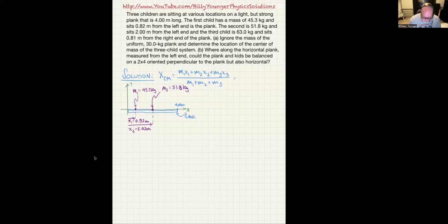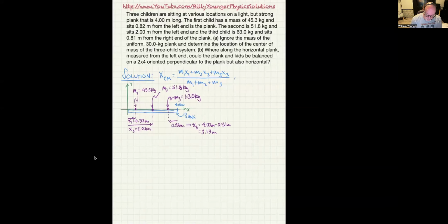So I decided to stop in the middle of this with just m1 and m2 drawn with x1 and x2 drawn. Notice I've also created a coordinate system. Since we were doing everything relative to the left end of the plank, I put the y-axis at the left end of the plank and then the x-axis along the plank, so that x1 is just the 0.82, and x2 is 2.00 meters. But to draw the x3, that's a little different.